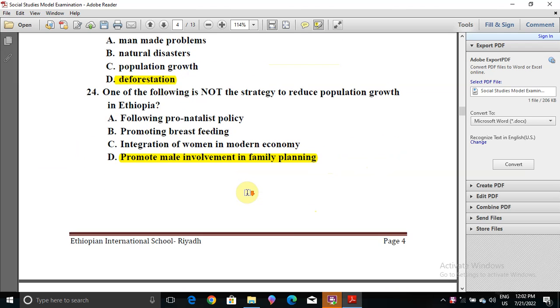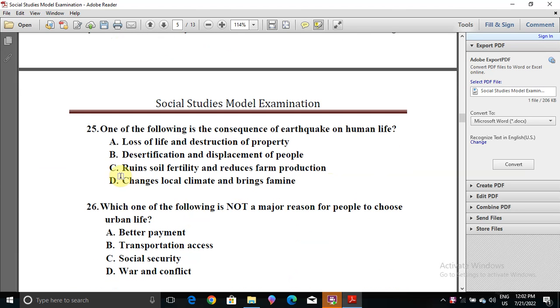Okay, now in question number 25, one of the following is a consequence of earthquake on human life. It will be loss of life and destruction of property. Yes, this one is the correct answer for question number 25.